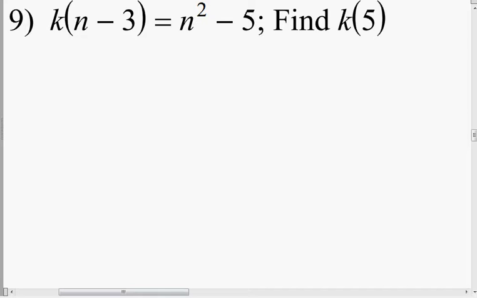All right, now that you've worked on problem number 9, you've come back. We need to find k of 5. So I have a function k. It equals n squared minus 5. I want to see what k of 5 is. But k of 5 doesn't mean plug in 5 for n. Oh, to get k of 5, I need for n minus 3 to equal 5.